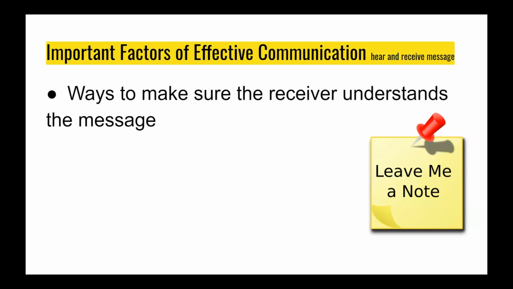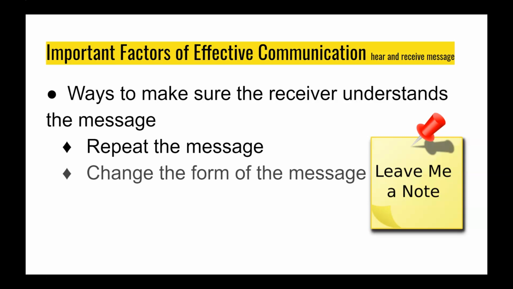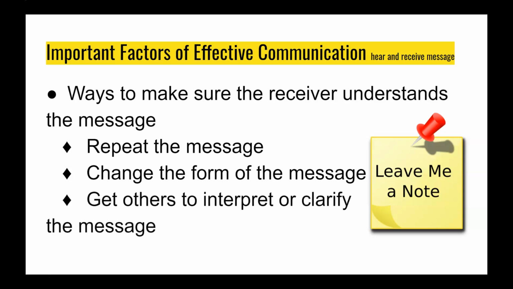Ways to make sure the receiver understands the message is to repeat the message. You could repeat it exactly how it was said earlier, or you could repeat it using different words, which is changing the form of the message. And you may also have to get others to interpret or to clarify the message for you. If your patient's not able to understand you, you may be able to look to a family member who is there to help interpret what you are saying so that the patient does understand what you're trying to tell them.